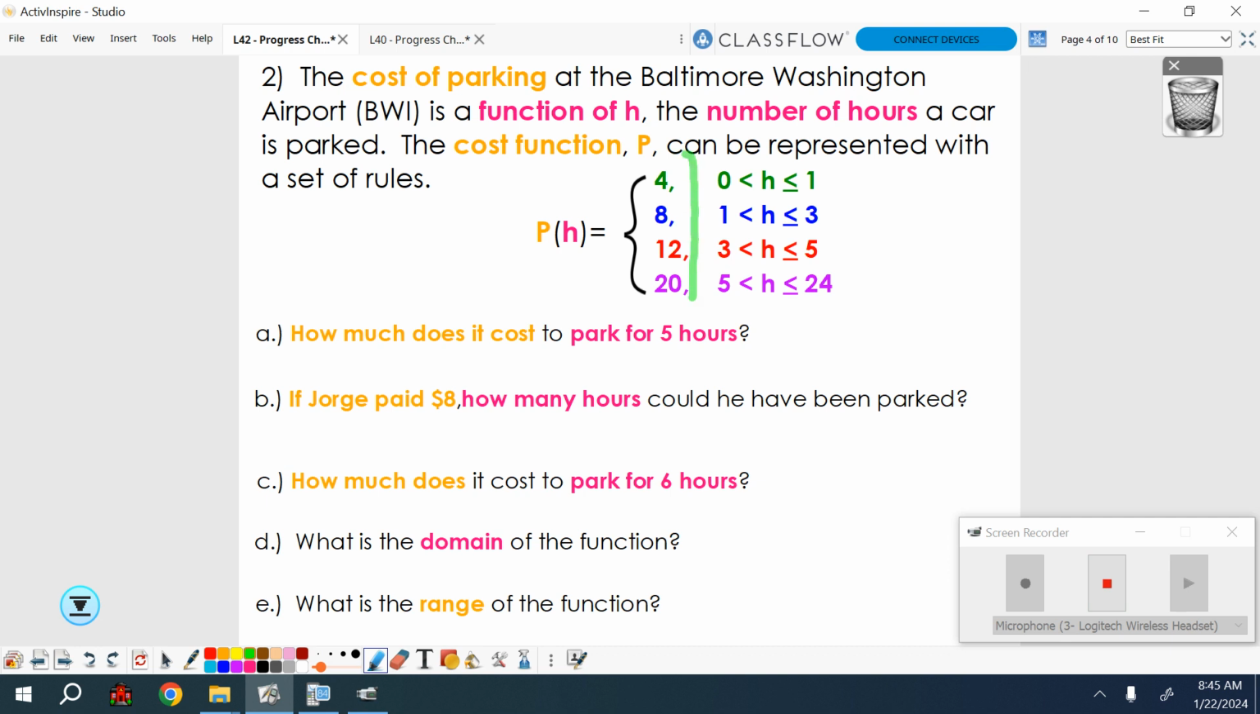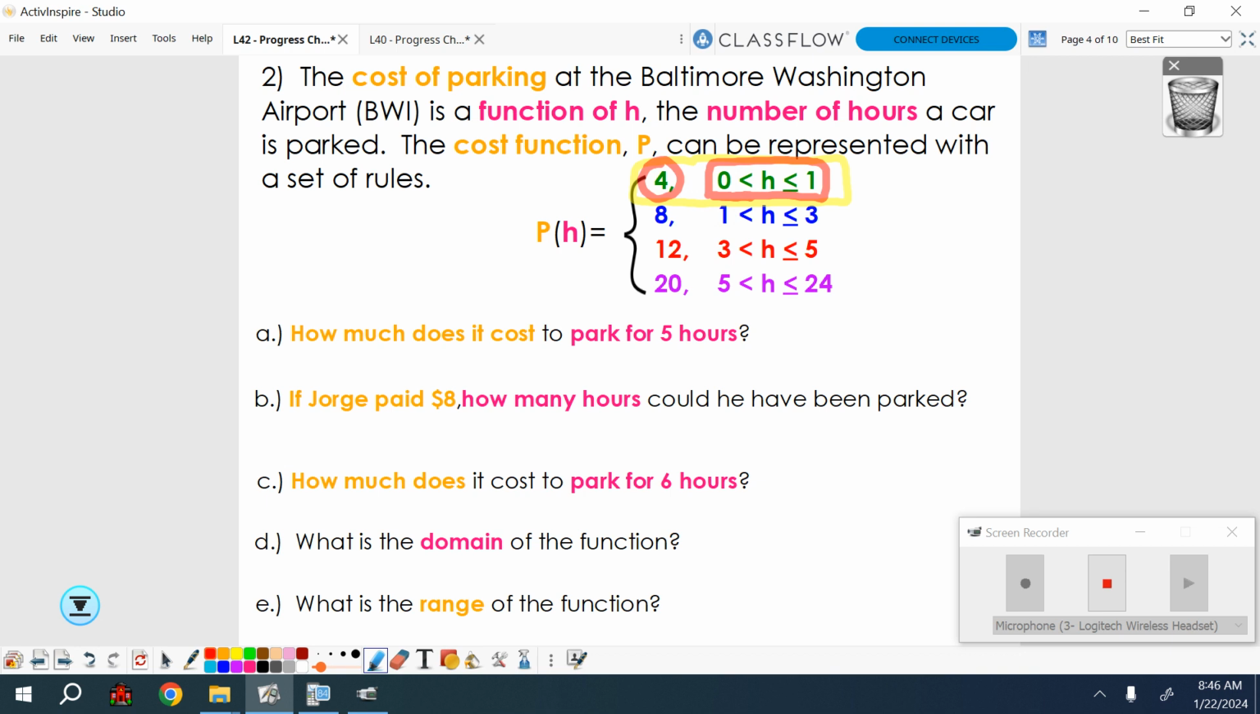These numbers right here represent the amount of money that you're going to have to spend. And these numbers over here, these time intervals, are the amounts of time you have. And so together, the money and the rule go together so we can figure out what's going on. So for example, in this case right here, this number on the left is the money. So you're going to pay $4 if you park between 0 and 1 hour.